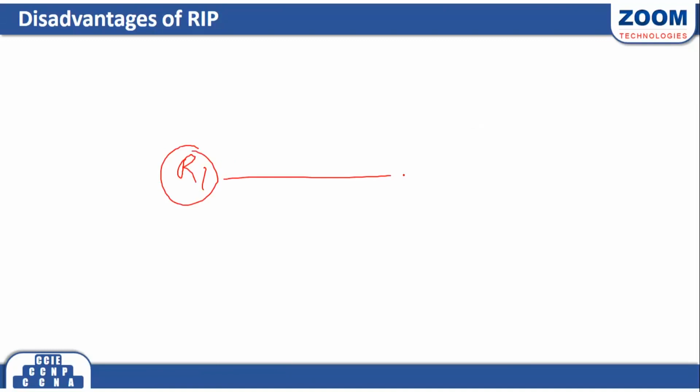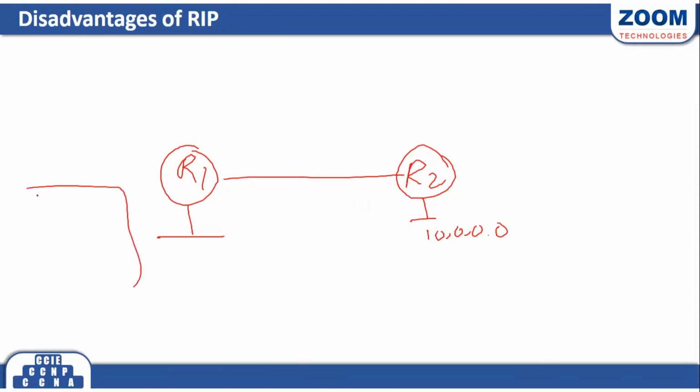This is router R1 connected to R2. R2 has a 10.0.0.0 network. What R1 is doing is, R1 will maintain the 10.0.0.0 network learned by the RIP protocol update. So R1 and R2 will exchange updates every 30 seconds, a complete routing table, which we call the update timer.